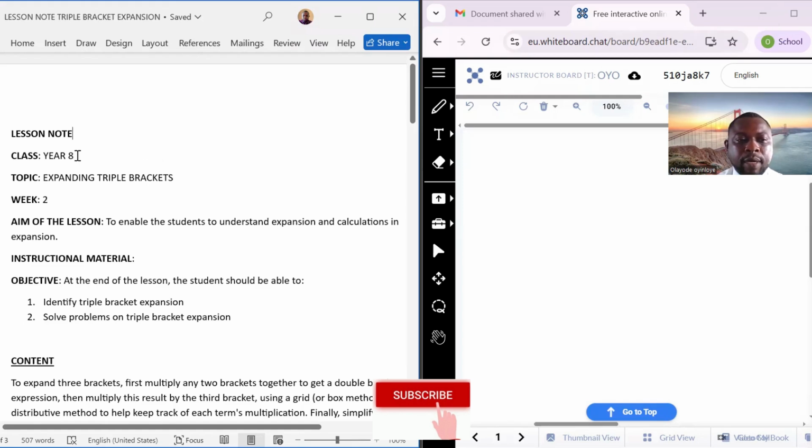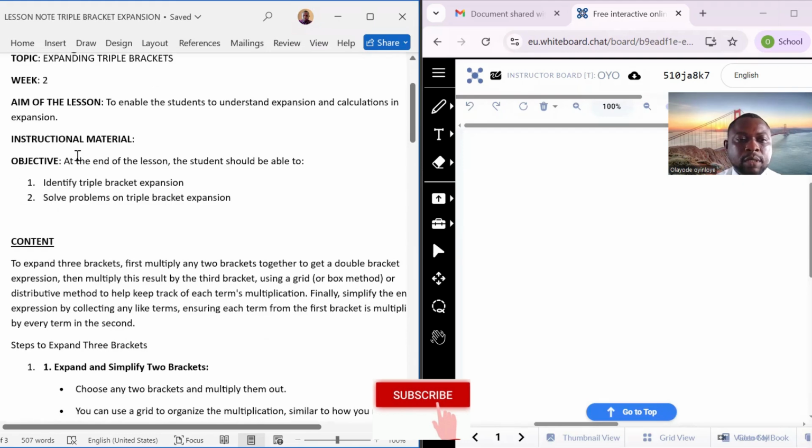Expanding triple brackets. Our lesson objective for today is that at the end of the lesson, students should be able to identify triple bracket expansion and also solve problems on triple bracket expansion.